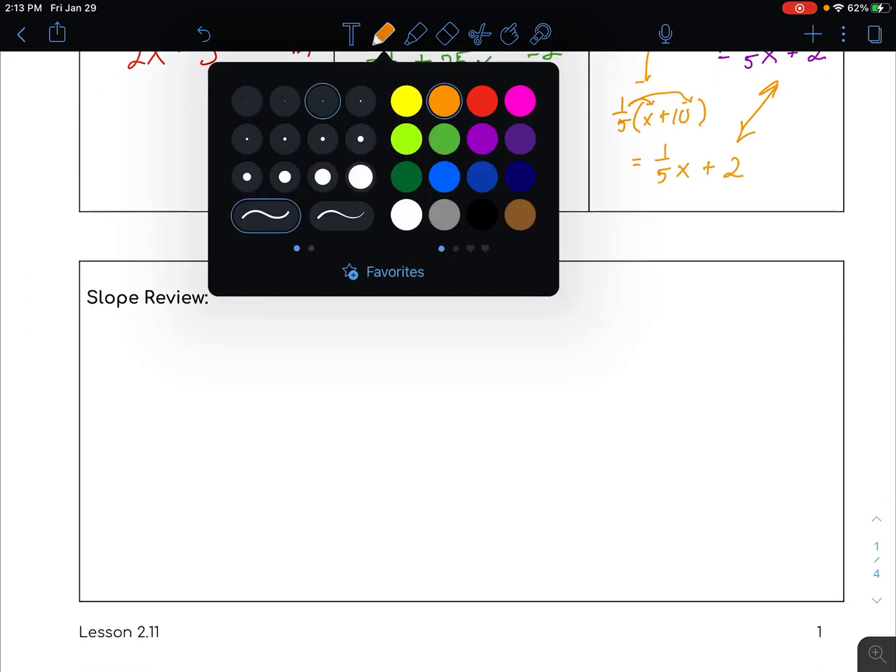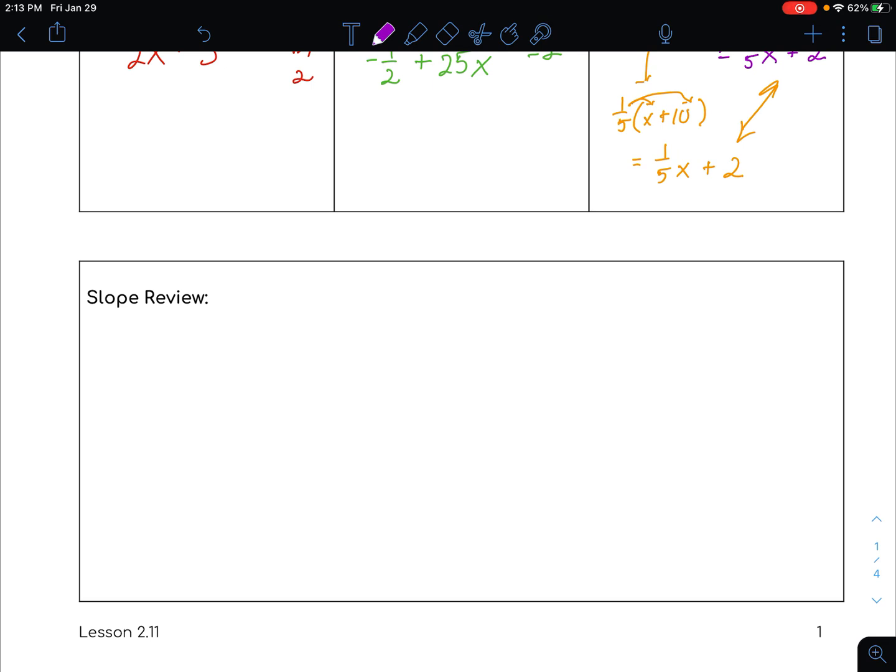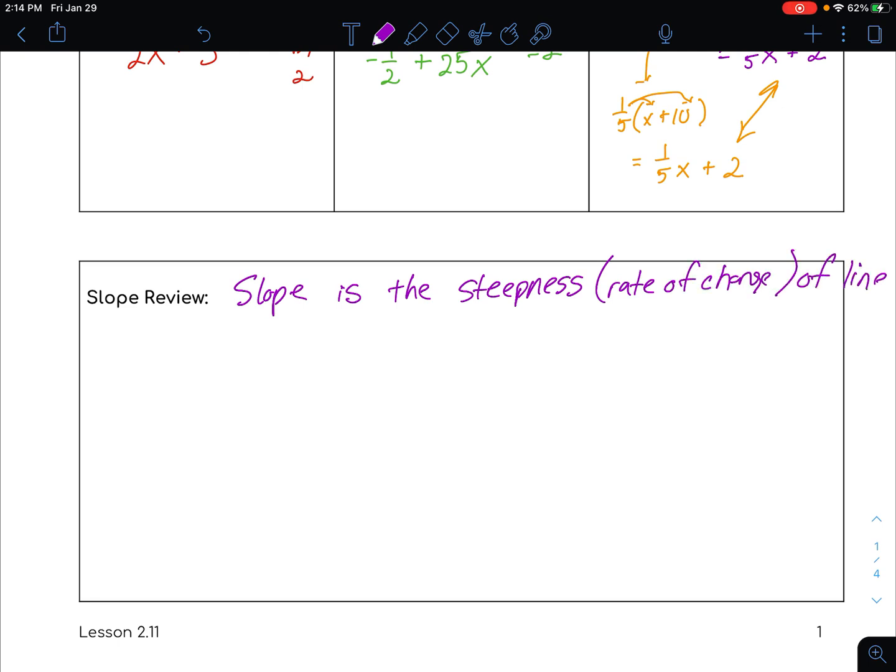In this section, we're going to continue to think about slope as we are doing linear equations. Now, we did do a review of slope on our first day of class, so this is going to overlap with that a little bit, but nevertheless, I think it's important to talk about slope as we continue to think about both writing our linear equations and graphing our linear equations. So recall that slope is the steepness and also the rate of change of a line.